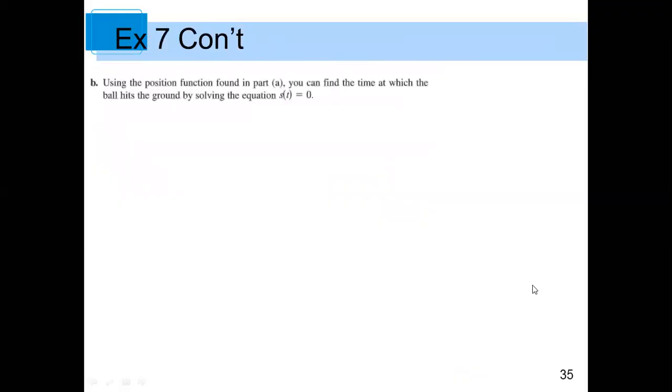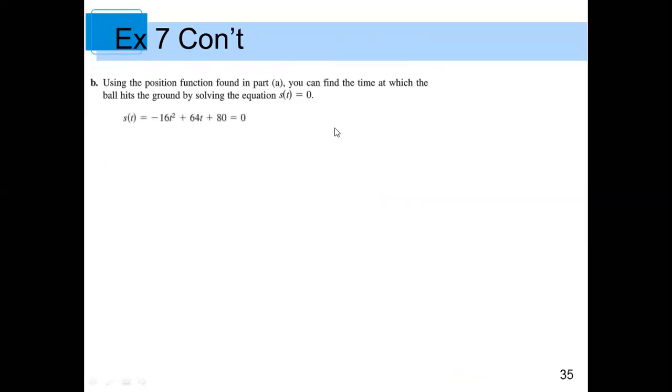Now, by using the position function found in part A, you can find the time at which the ball hits the ground. Okay, if it hits the ground, what's the height? 0, because that's ground level, that's 0 feet above ground level, and the function models how high above the ground the object is.